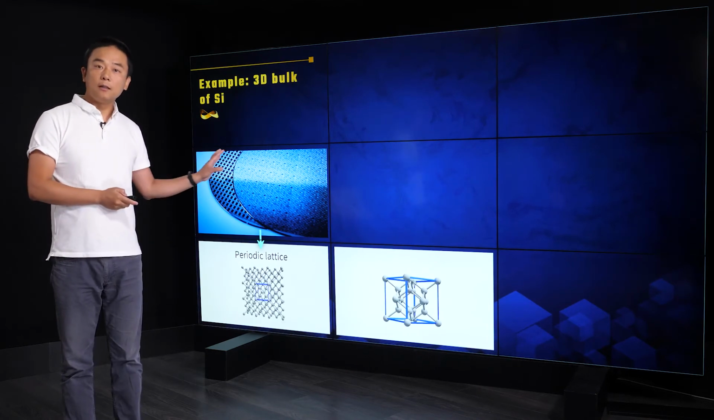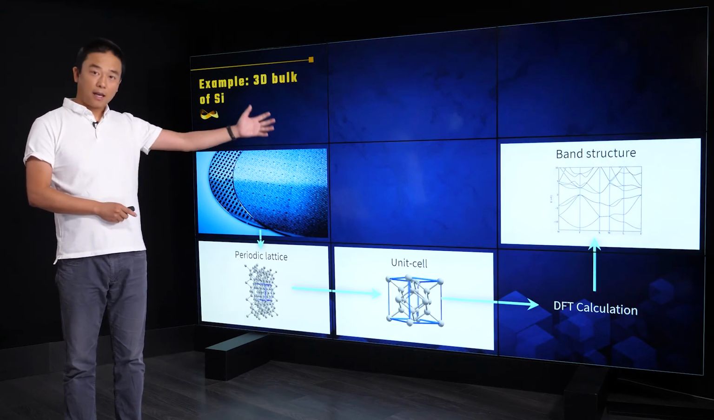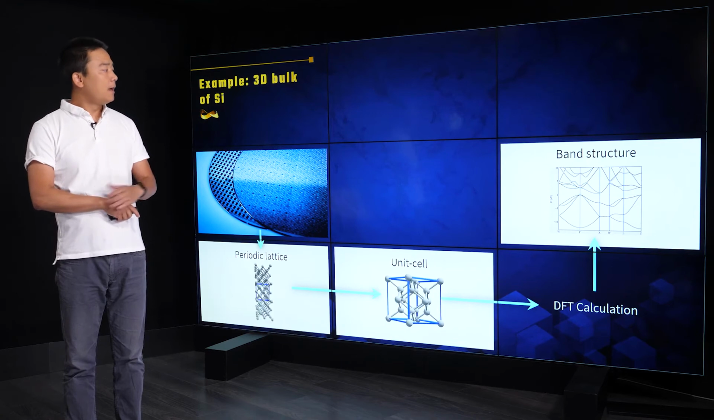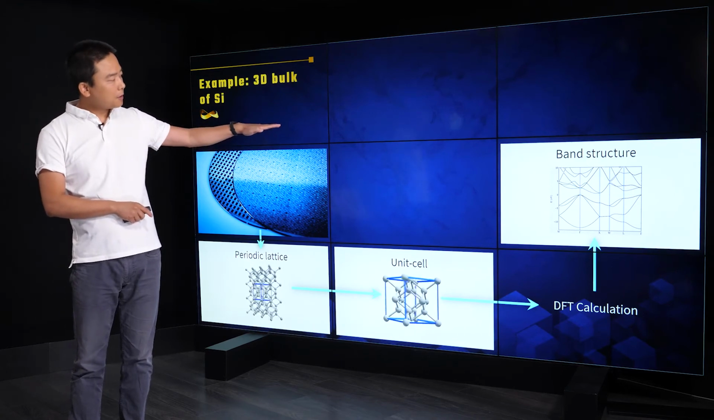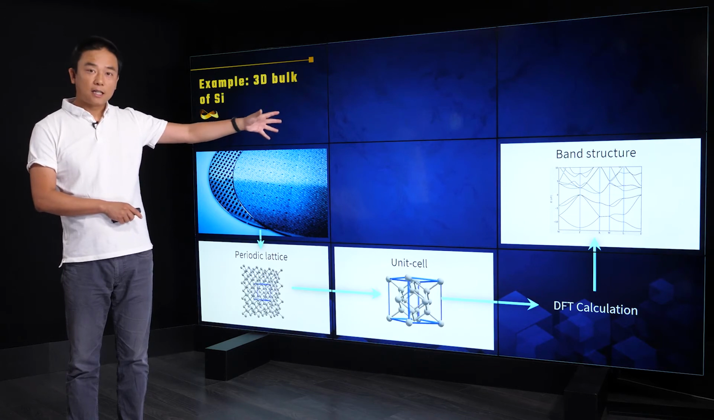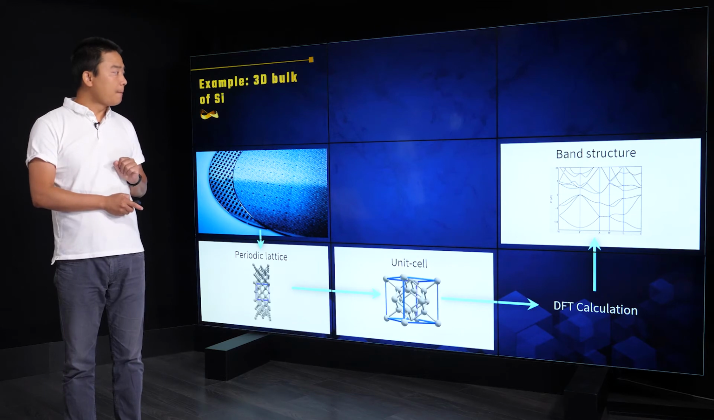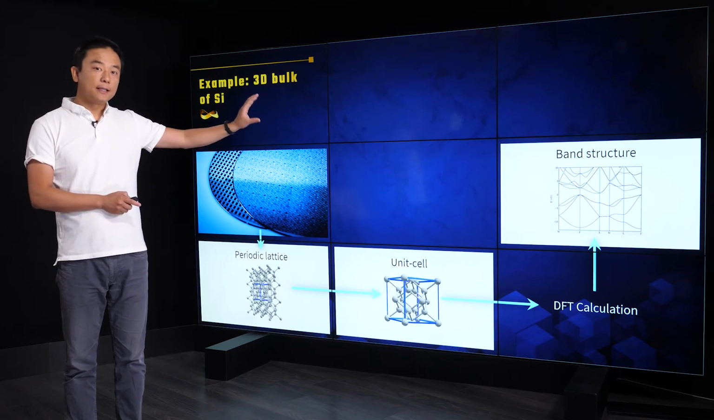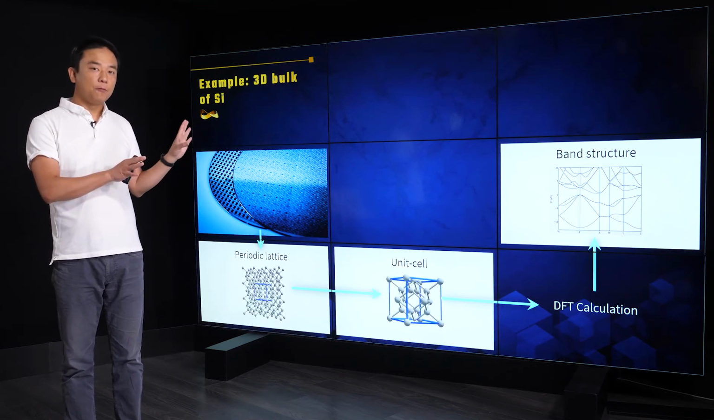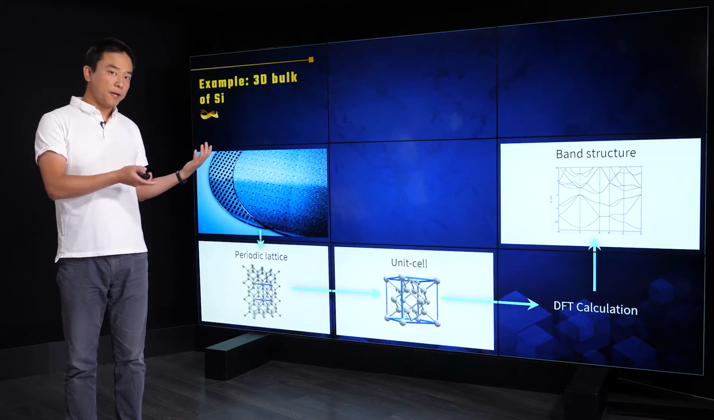Then we plug it into the DFT theory. From the DFT calculation, we can get a band structure, for example. And you see this is a typical band structure separated by the band gap, the valence and conduction bands. This is a typical band structure of a semiconductor. By the way, this band gap is slightly smaller than the experimental one. The reason is this local density approximation.